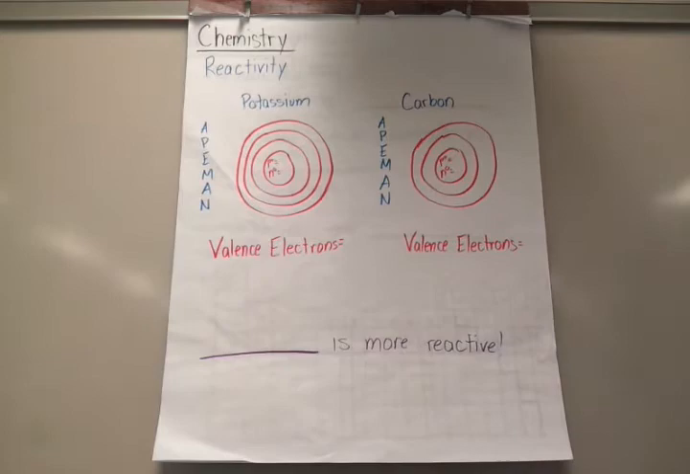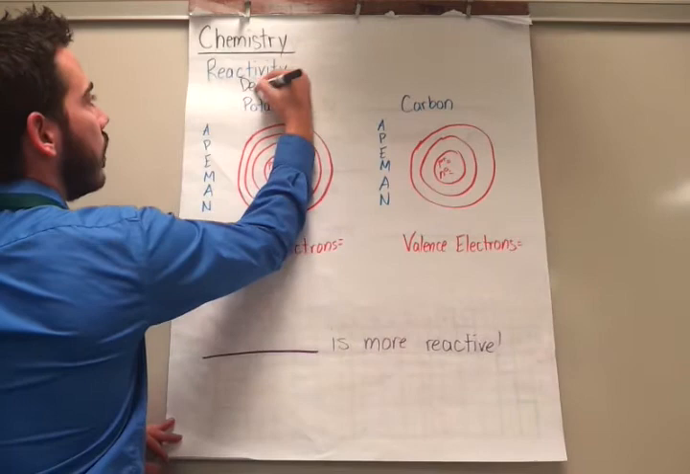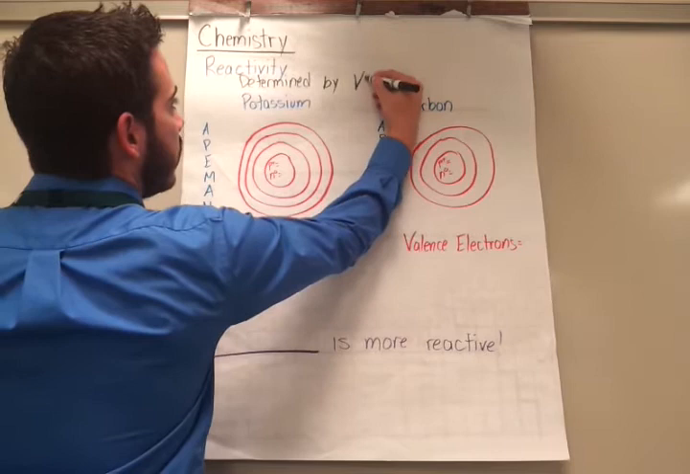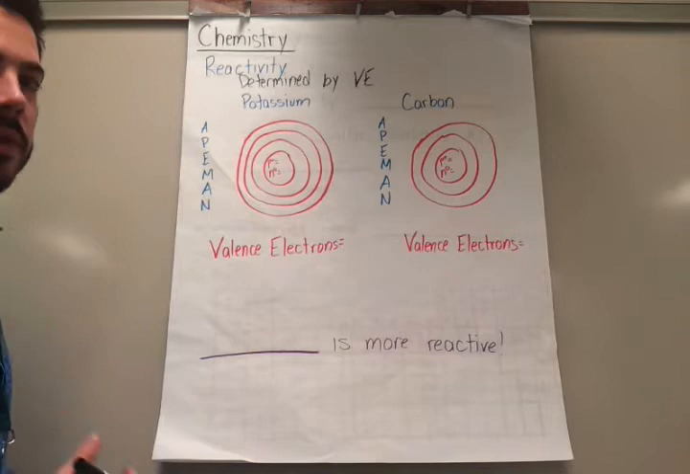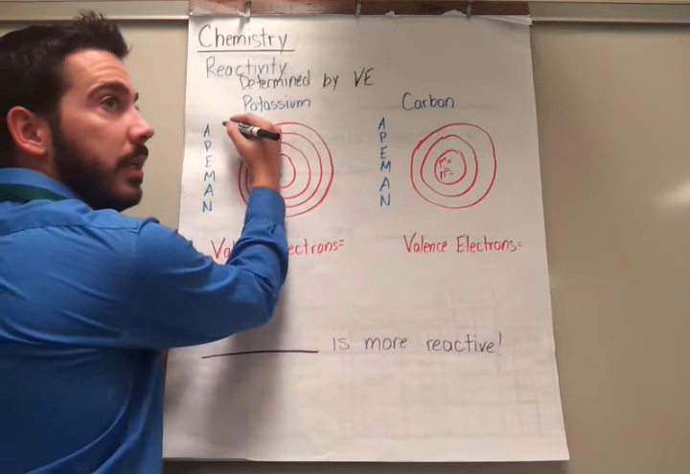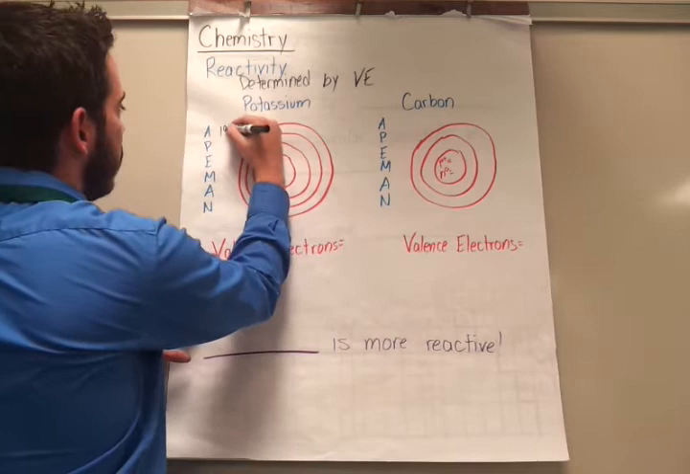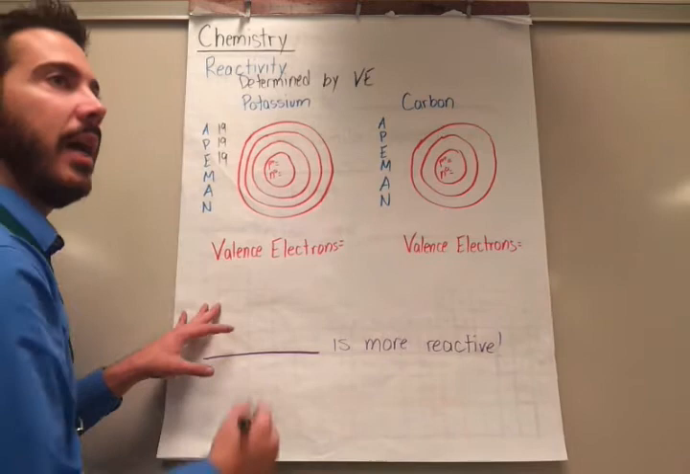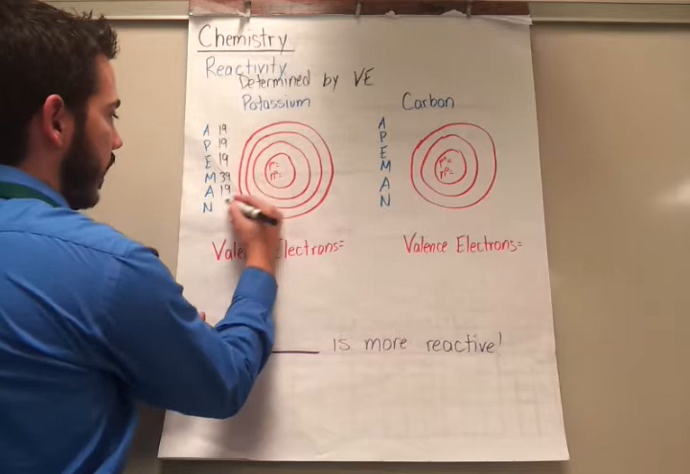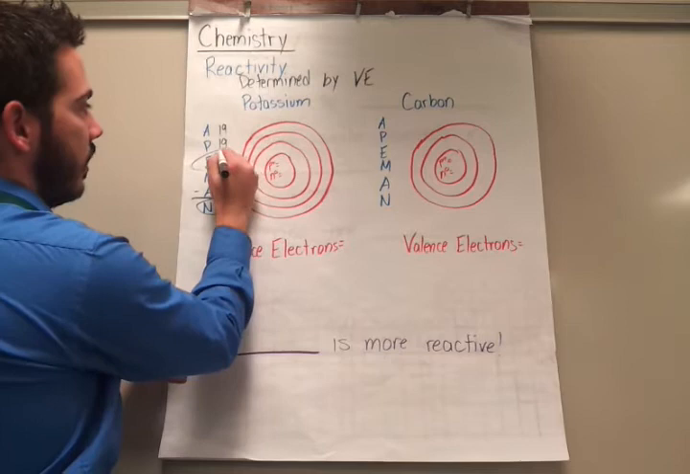Let's take a look at reactivity. Reactivity of an element is determined by valence electrons. So based on that information, we should be able to figure out the reactivity of an element if we can do a Bohr model. Atomic number for potassium. Potassium is 19. It's a number of protons, 19. Electrons, 19. The mass of potassium is 39. Atomic number, 19 again, we subtract, we get 20 neutrons, 19 electrons, and 19 protons. So we can go ahead and fill that information in.